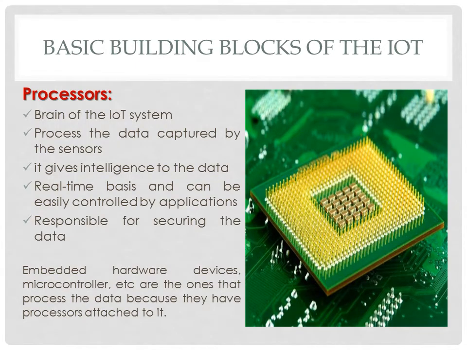Next is processors. Processors are the brain of the IoT system. Their main function is to process the data captured by the sensors so as to extract the valuable data from the enormous amount of raw data collected. We can say that it gives intelligence to the data.